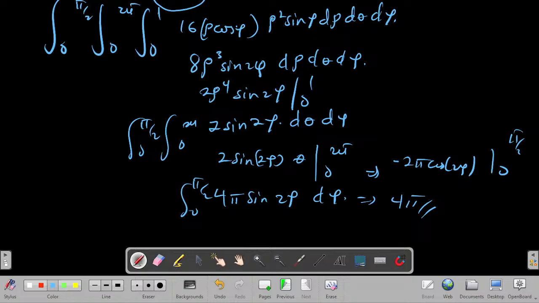So this is how we compute a triple integral in spherical coordinates. I have shown you how to compute in cylindrical coordinates. The only thing you need is your boundaries and your dV. That is all. The same algorithm.